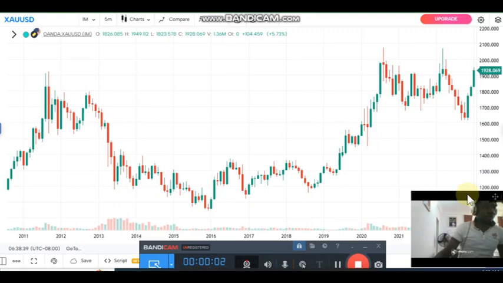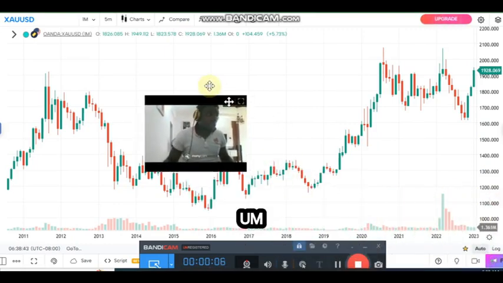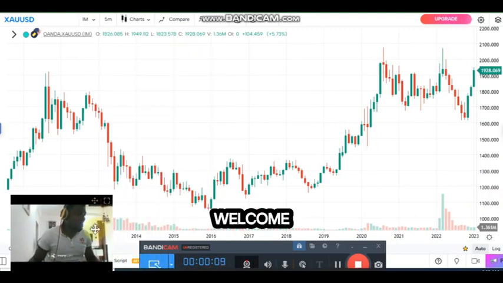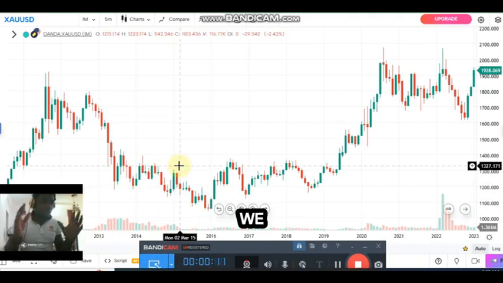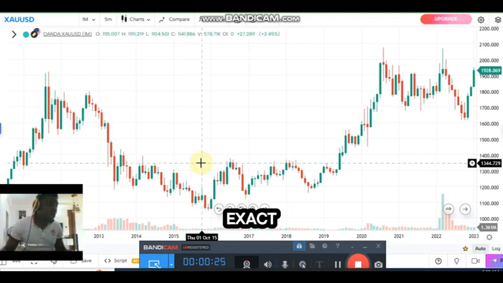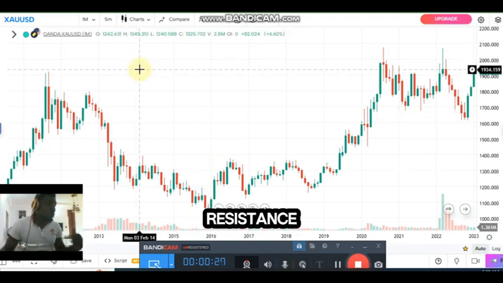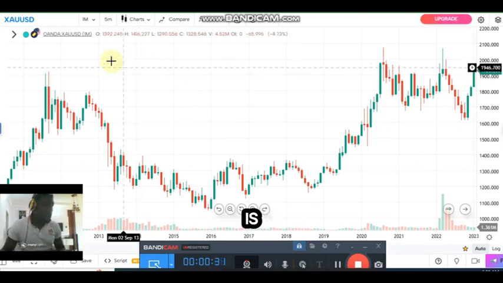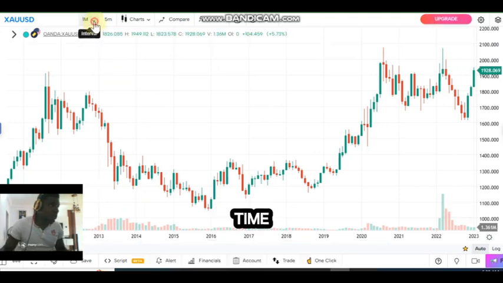So in continuation, welcome guys. In continuation of what we are actually discussing, let us look at how we want to map out our support and resistance using key time frames that will give us the exact support and resistance, so that we can easily see it. What we are going to do is look at time frames that are worth looking at. We want to start with the monthly time frame.